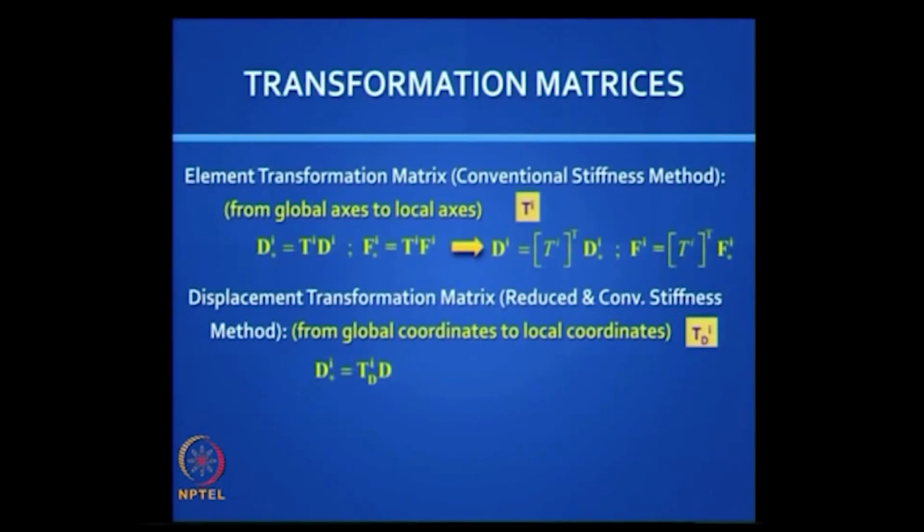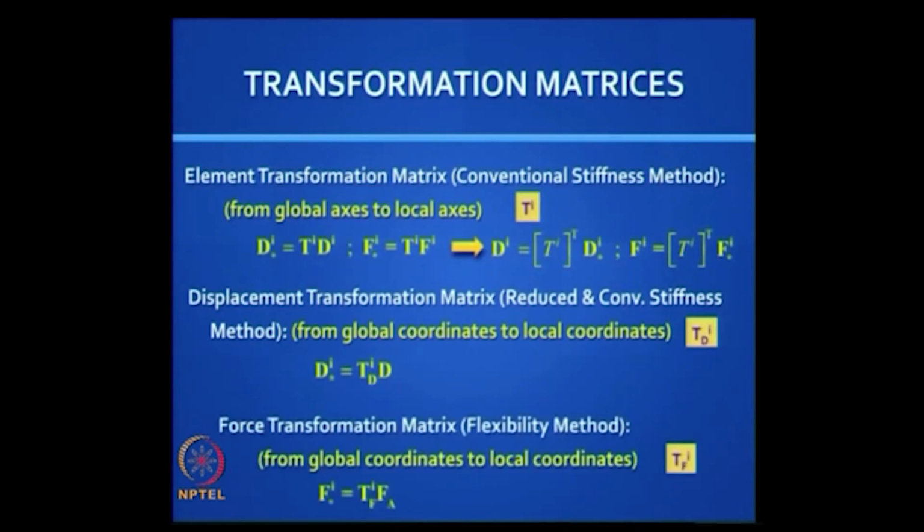There is another set of transformation we will see later where you can do what is called a displacement transformation matrix. This is used especially in the reduced element stiffness matrix. We will see this later. This can also be applied to the conventional stiffness matrix. When you do the flexibility method, you have the force transformation matrix. You can do the switch from the global to the local coordinate. So we will see these as we go along.